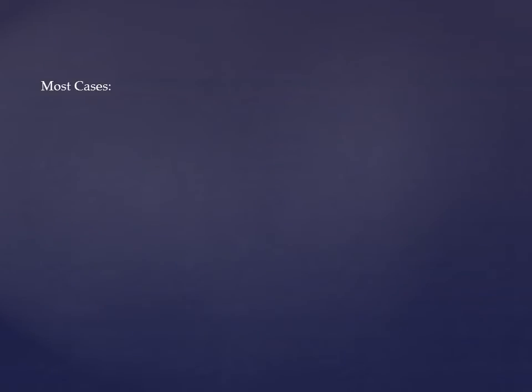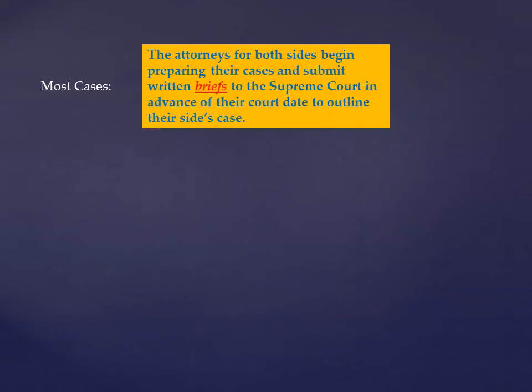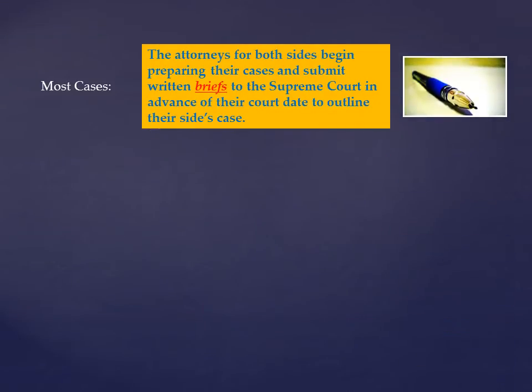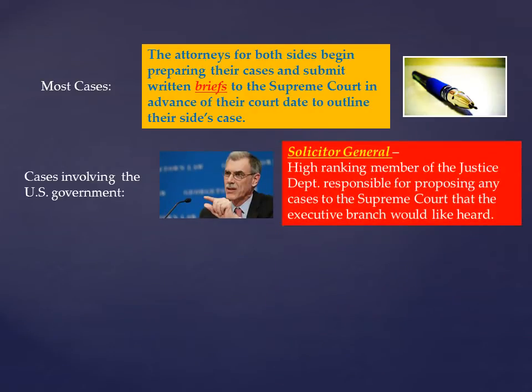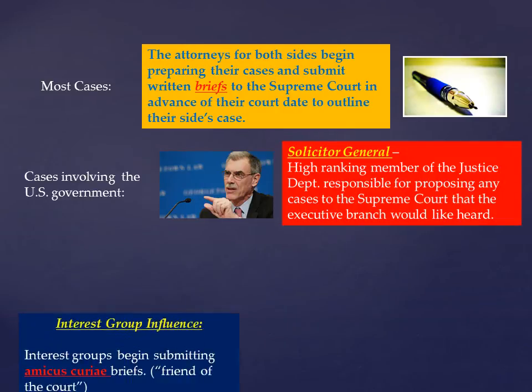If a case is one of the few fortunate ones to be granted a writ of certiorari and the Supreme Court has decided that they will hear it, then the lawyers for both sides have to begin preparing their cases. They will submit written briefs to the Supreme Court in advance of their court date to outline what their side's case is going to be. If it's a case that involves the U.S. government in any way, the Solicitor General, which is one of the highest-ranking members of the Justice Department, will represent the government in front of the Supreme Court as their attorney.